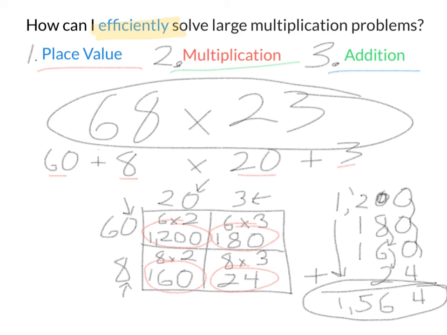This is 3 steps that we did. It might seem like a lot of work, but believe me, it's way quicker than making 68 loops and putting 23 dots into every single one.